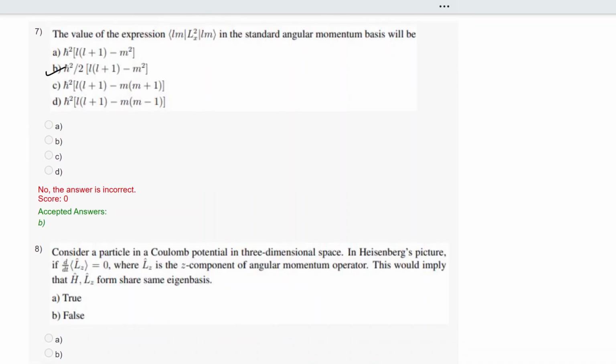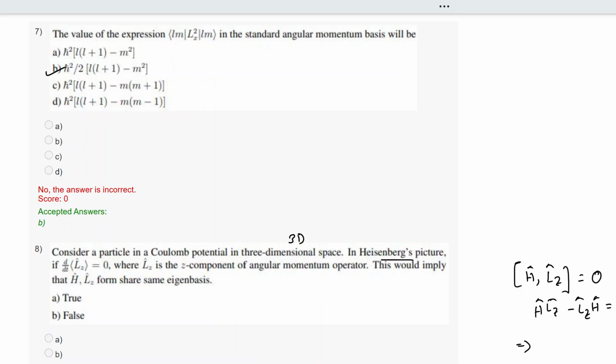Now question number 8: Heisenberg considers a particle in Coulomb's potential in 3D space. In the Heisenberg picture, if d/dt of the Lz expectation is equal to 0, where Lz is the z component of the angular momentum operator, then this would imply that H and Lz share the same eigenbasis. The meaning of two operators sharing the same eigenbasis always means that they will be commuting with each other. This is the basic rule in quantum mechanics: for H and Lz, if their commutator bracket is 0, then H Lz minus Lz H equals 0.